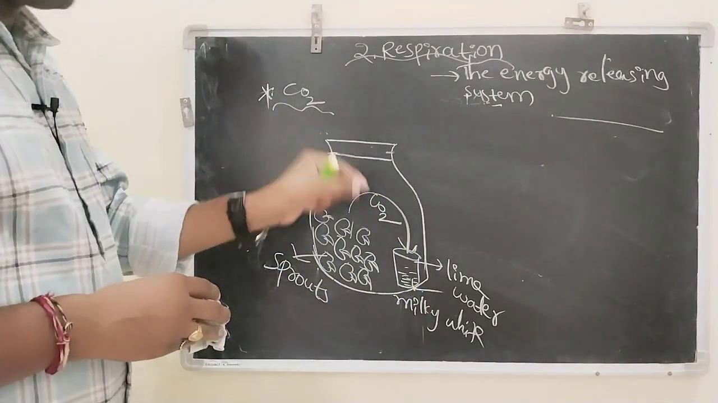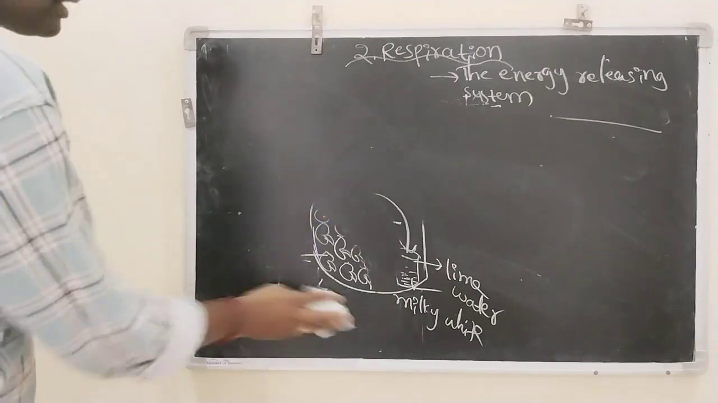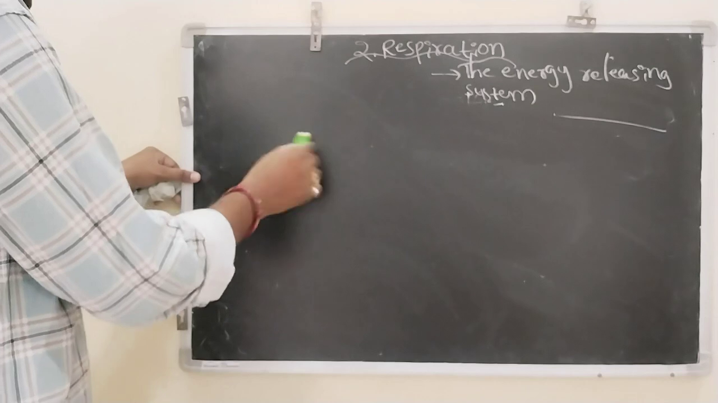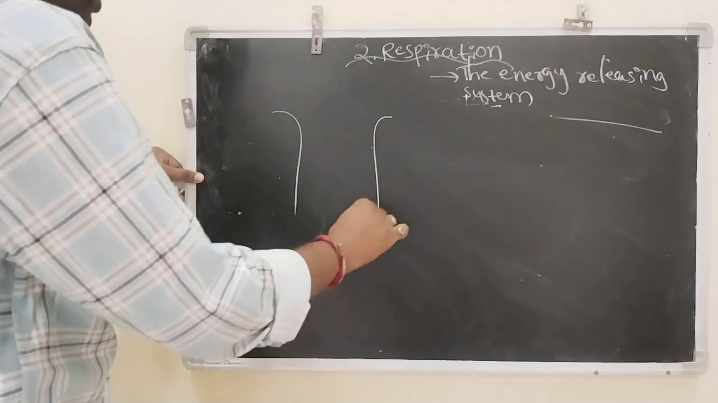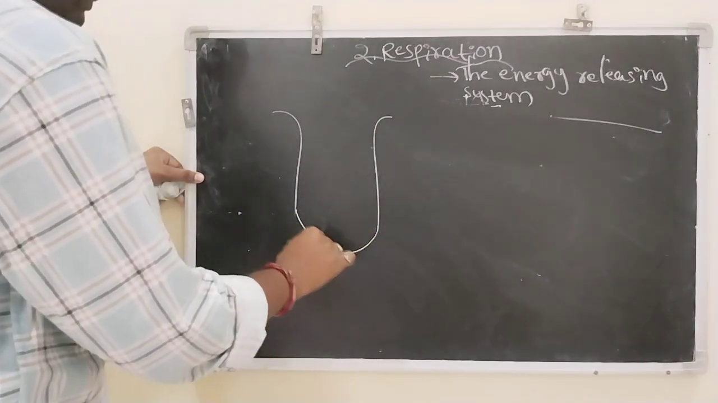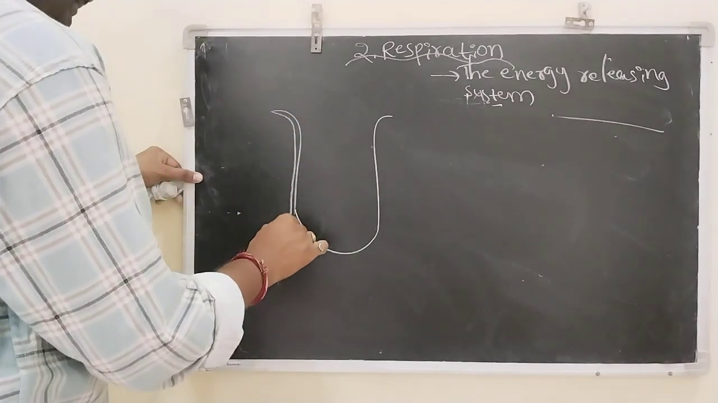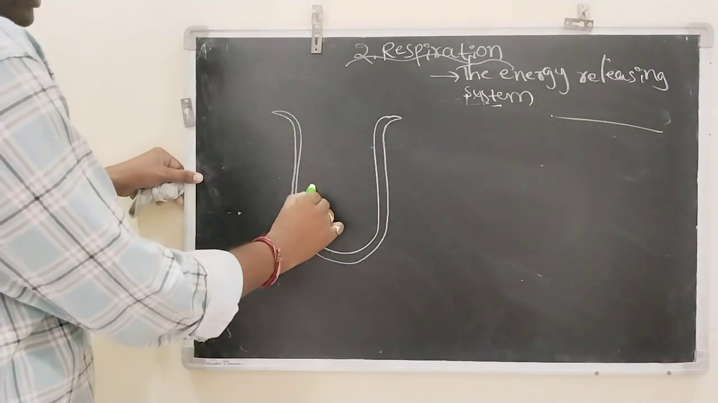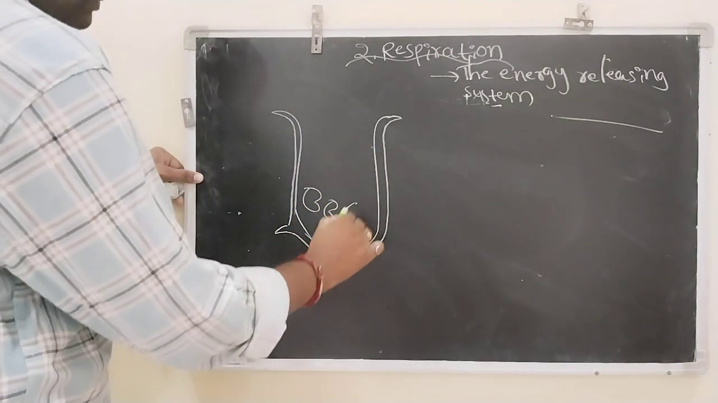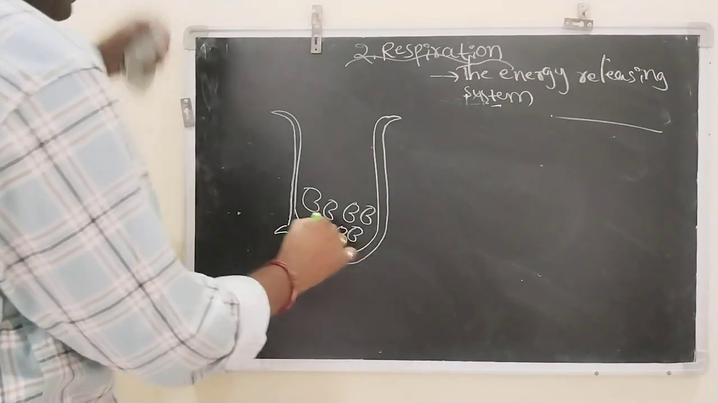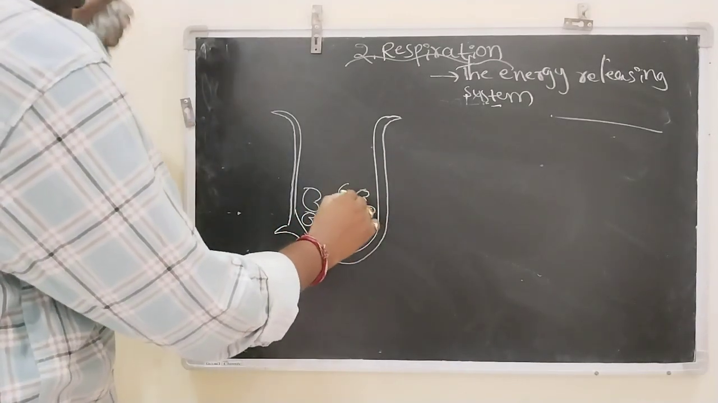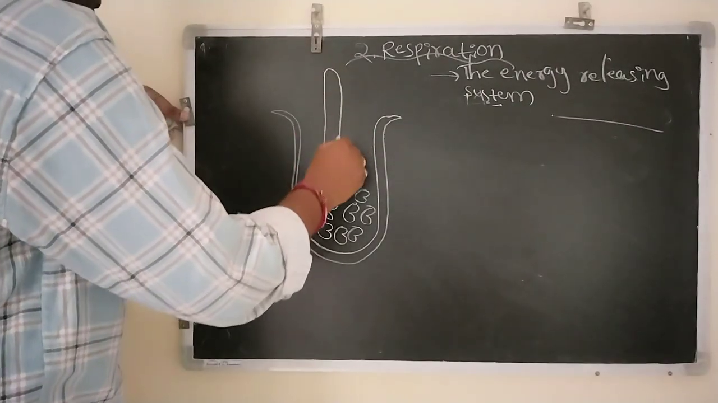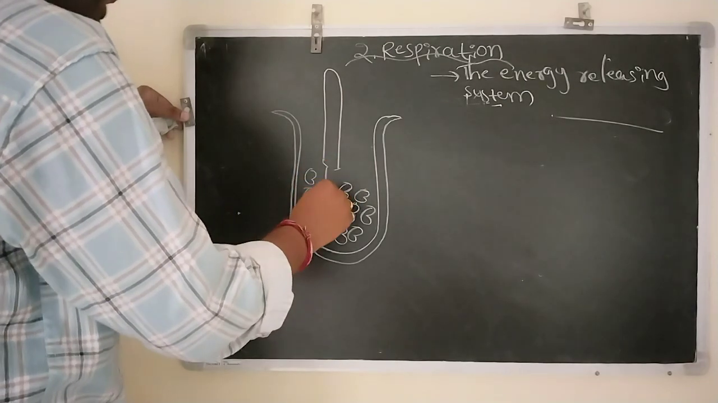This is when asked about carbon dioxide. When asked about heat, how will you prove that heat is released in respiration? If that question is asked, what you have to do is take a thermoflask. In this take some dry seeds. The question is about heat, so heat means you have to remember the thermometer. Place the thermometer such that the bulb of the thermometer is in the middle of the seeds.